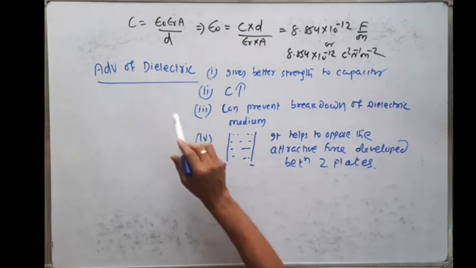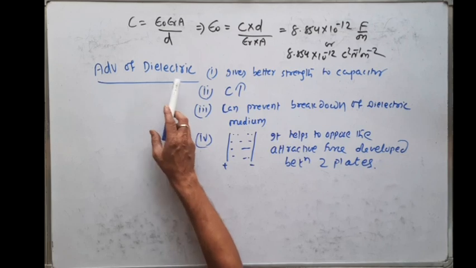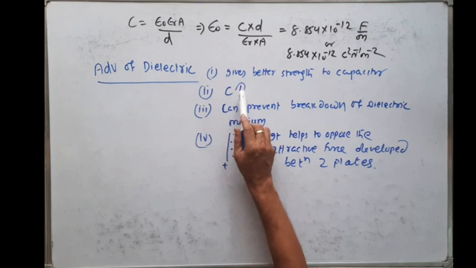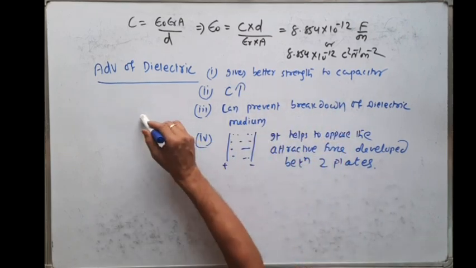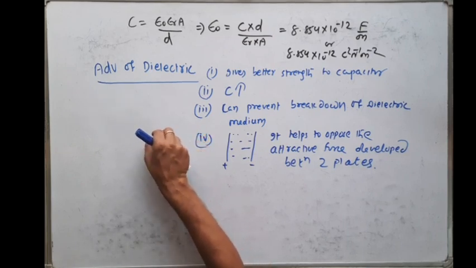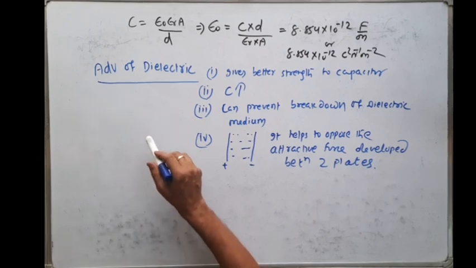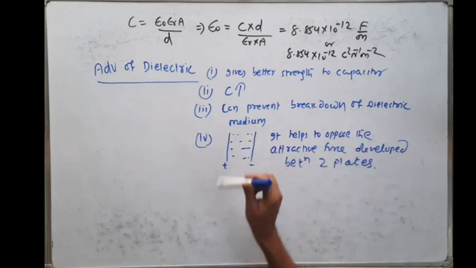Now what is the advantage of using a dielectric medium inside the capacitor? I have already given the reason. By using the dielectric, epsilon r increases. If epsilon r increases, capacitance value increases. And it gives better strength to the capacitor. If you take two plates separated by only air, it will not provide the mechanical strength compared to other medium. Third, it can prevent breakdown of dielectric medium.